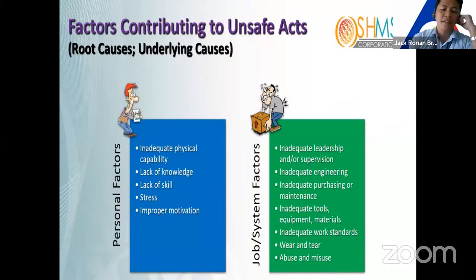Okay? The next factor we need to discuss is the job safety factor. This includes inadequate leadership or supervision, inadequate engineering, inadequate purchasing or maintenance, inadequate tools or equipments, inadequate work standards, wear and tear, abuse, and misuse. So this factor is related to the management, more on the management side rather than on the personal side.